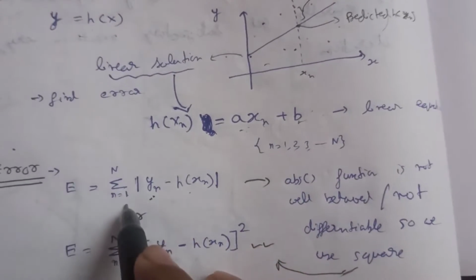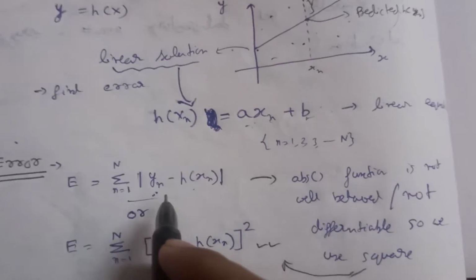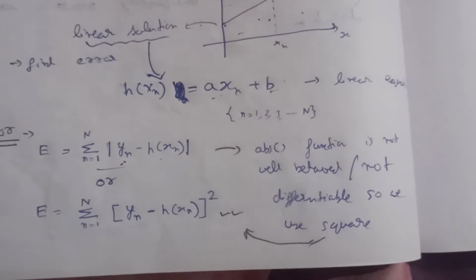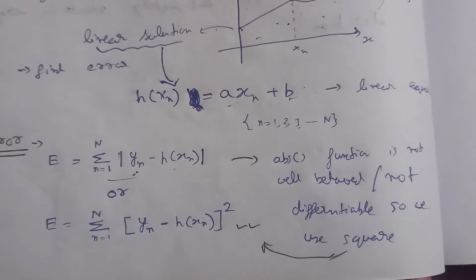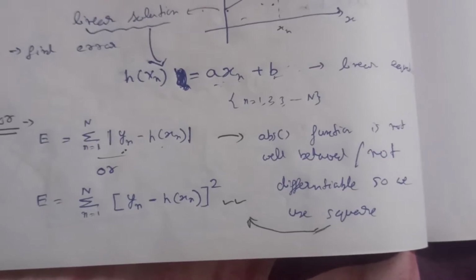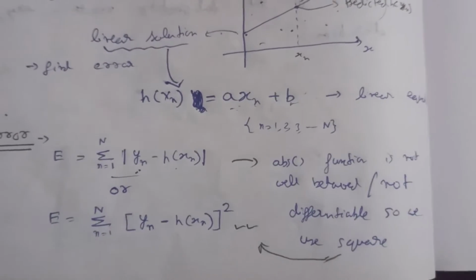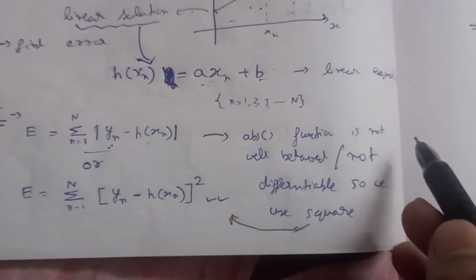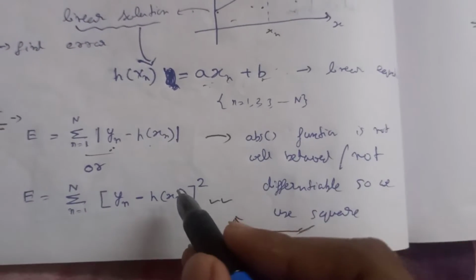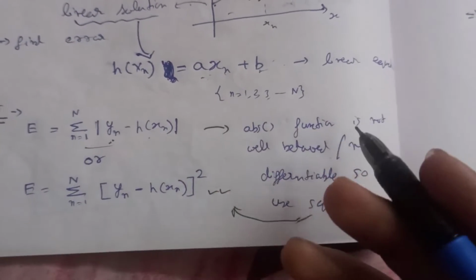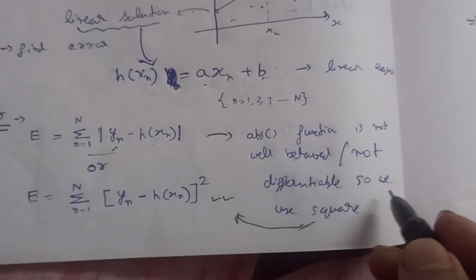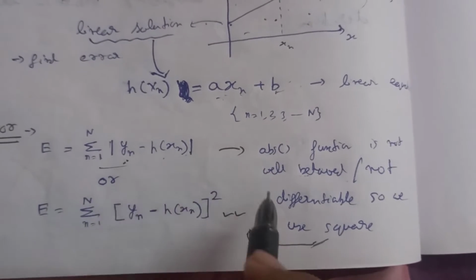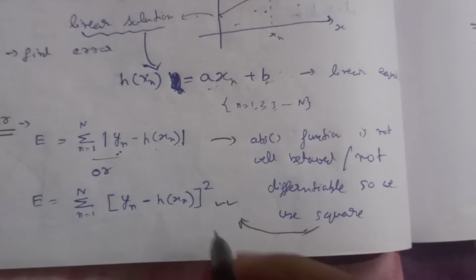We can do it like that by taking mod, or we can have another way. We can just take the square of the error. If we square any positive or negative value, we always get a positive value, so there is no chance of the errors cancelling. So why do we do the square? Why do we not take mod? Because the absolute value or mod function is not a well behaved function, whereas the square is a well behaved function. What do we mean by well behaved function? The mod function is not differentiable. We cannot differentiate this absolute value function, so we use the square.